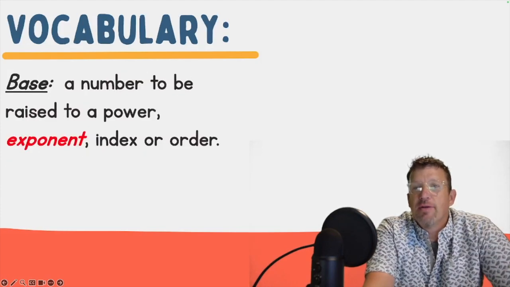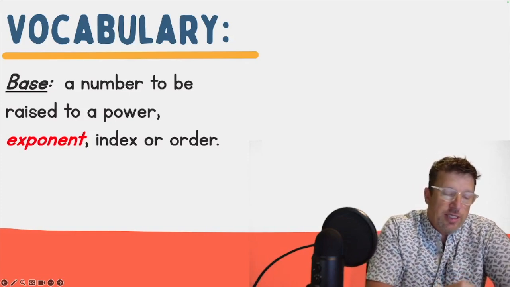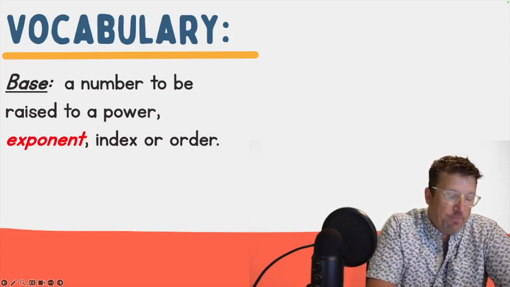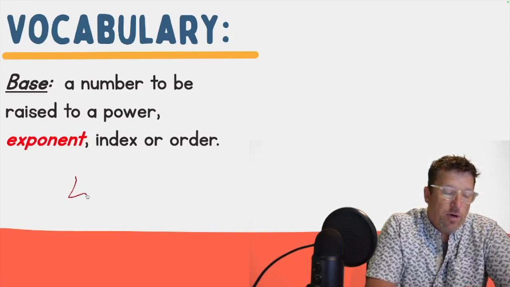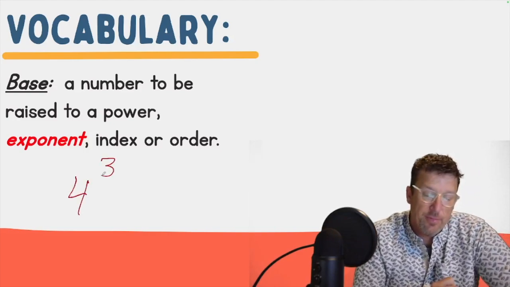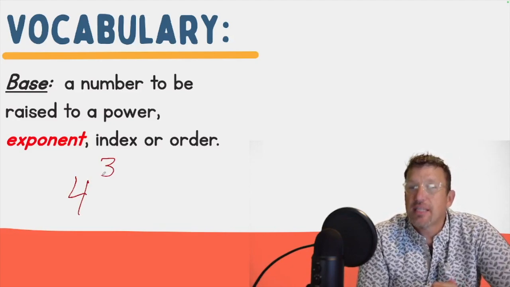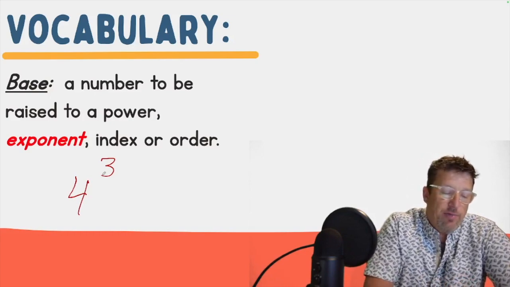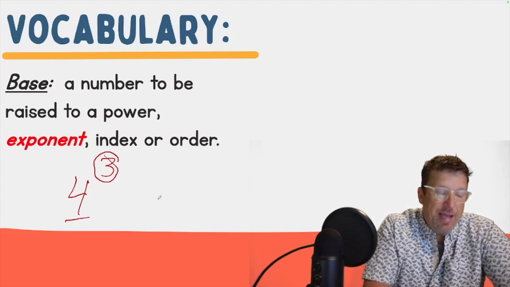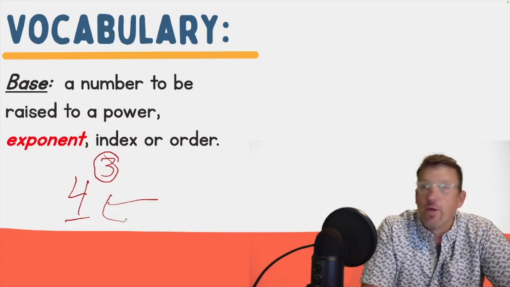All right, let's start with a little bit of vocabulary first. When we think about exponents, let's just look and see what something that has an exponent would look like. Let's say we had 4 to the third. We're going to get into what each one of these means, but for this vocabulary word, we're talking about base. We have a whole number here, 4, and this little number up in the top. The base is the number that we're going to be raising to a power. So the base is the 4 in this situation.